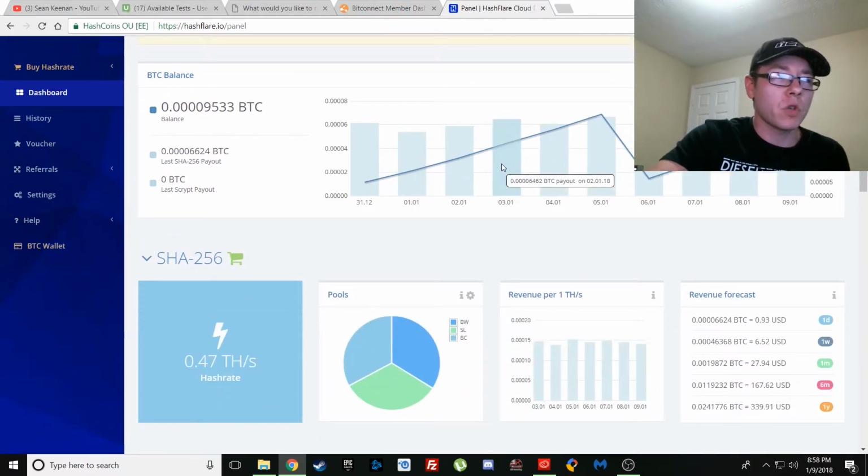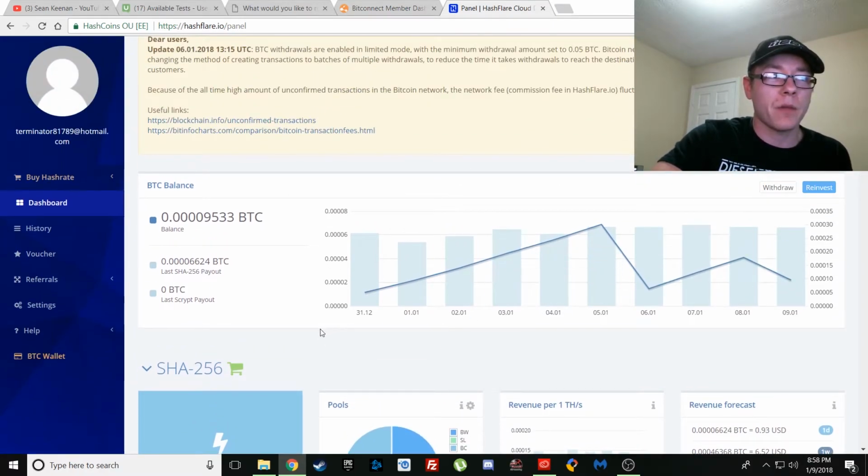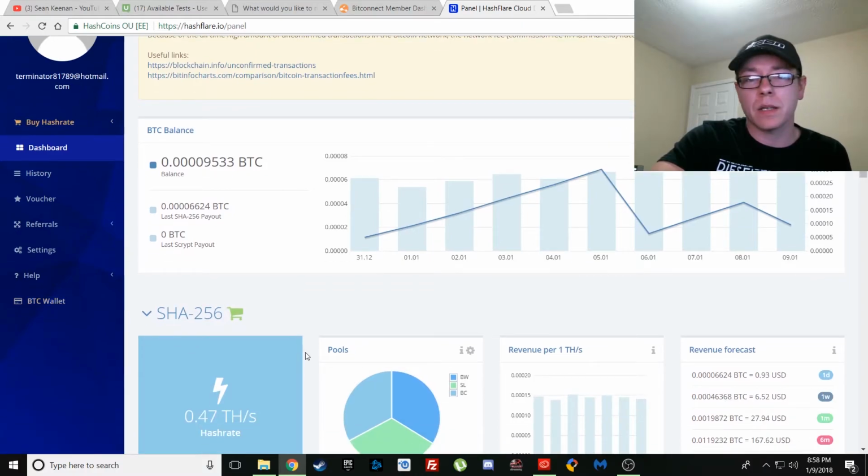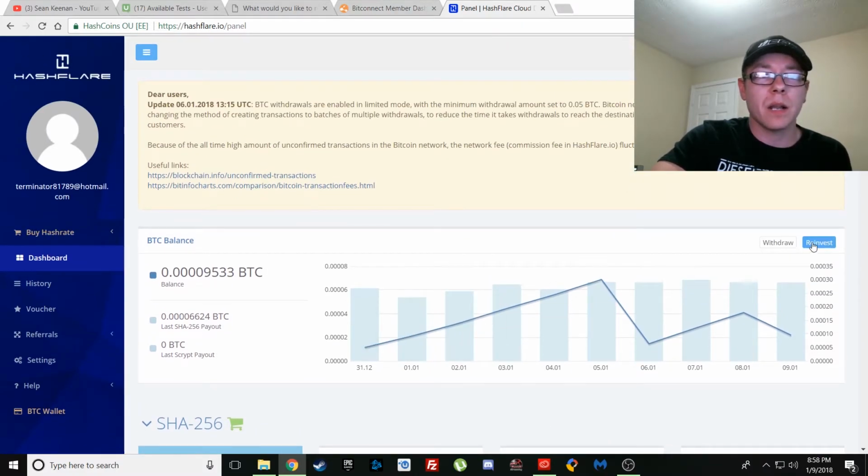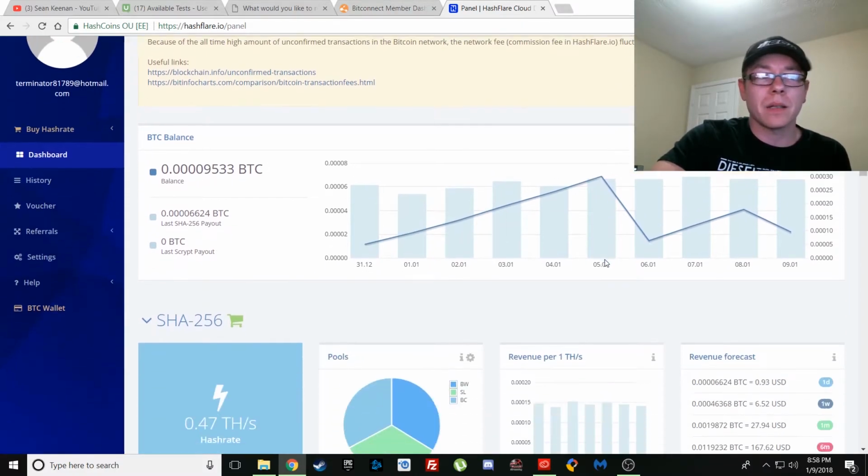Now, I don't know if I told you guys yet about HashFlare, but I invested like 96 originally, and what I did is I set up my reinvestment so that it does it automatically.